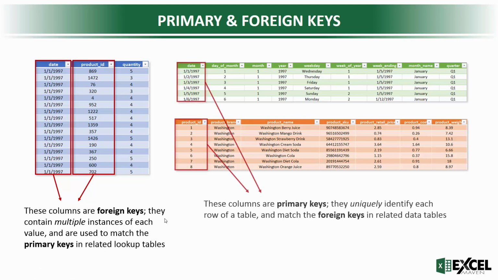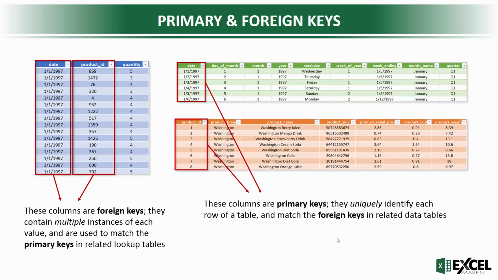So following that logic, these columns selected here, the date column from our calendar and the product ID column from our product lookup table, are called primary keys because they uniquely identify each row of a table and they match the foreign keys in the related data tables. So key takeaway, best way to remember this is that primary keys are unique, one value for each key. Foreign keys can appear multiple times. So foreign keys are the ones that are going to show up in data tables. Primary keys are the ones that are going to show up in lookup tables.